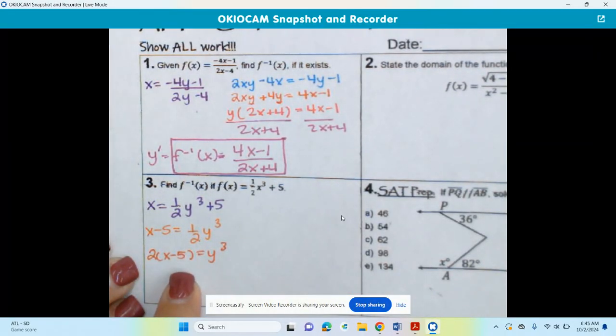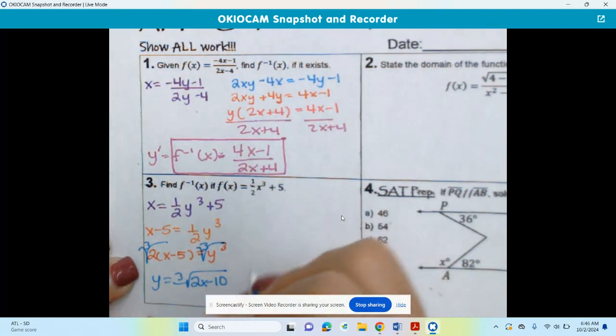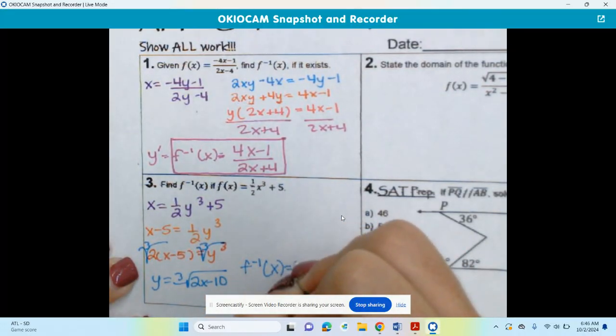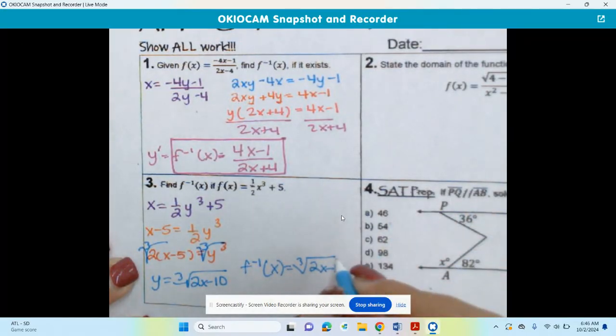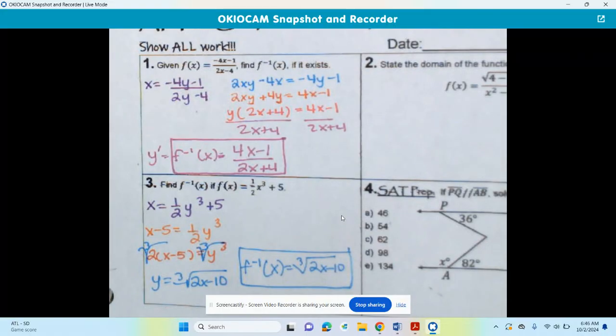Okay, you can either go ahead and distribute that out. You don't have to, but I'm going to just to make it a little bit cleaner. So whenever I take the cube root here, it's going to be that y equals the cube root of 2x minus 10. So then to write that in inverse notation, I'm going to do f negative 1 of x equals the cube root of 2x minus 10. Okay, so those are our two inverse problems there.